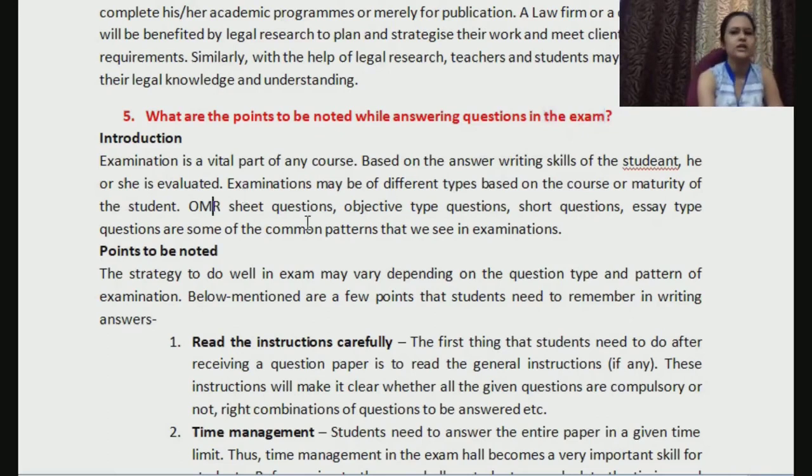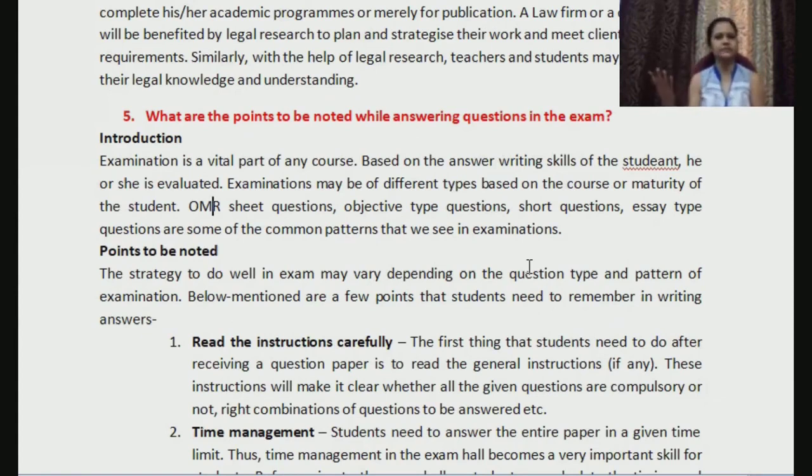So you can give some examples of different types of exams that we see, like OMR sheet questions, objective type questions, short questions, and essay type questions, which are some of the common patterns that we see in examination. In an OMR sheet, we just need to highlight the answers and then it would be scanned through an electronic machine and then results would be out.